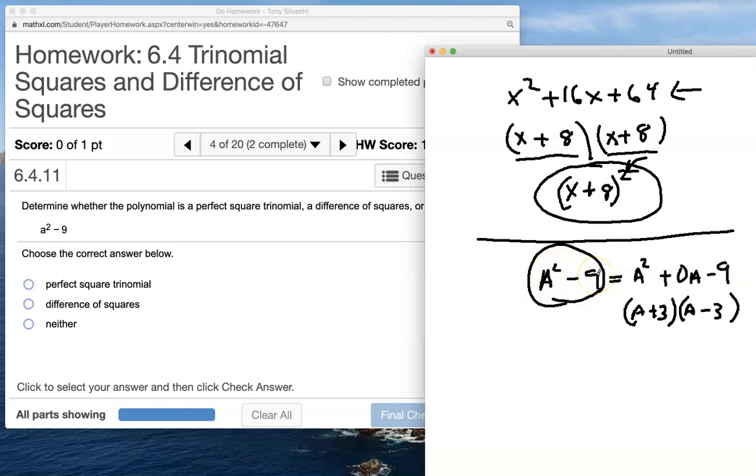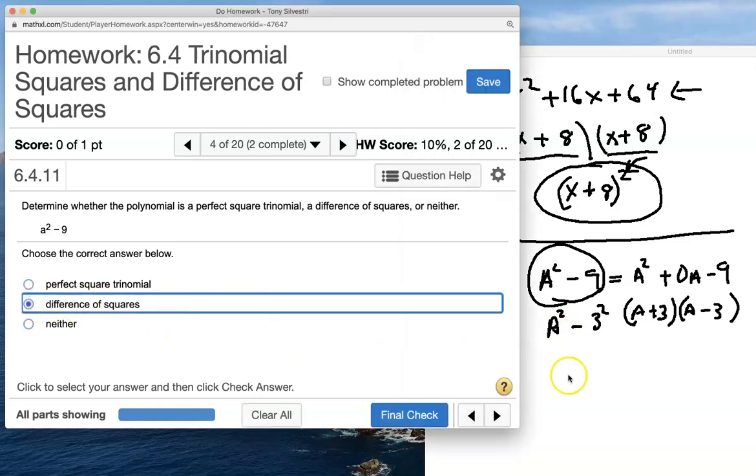Well, 9 is a square because there's a number 3 that multiplies by itself. Okay, I could write that to be 3 squared. That's what 9 is. That's a difference of squares. A is a square because A is being squared. So this is what's called a special pattern of difference of squares.